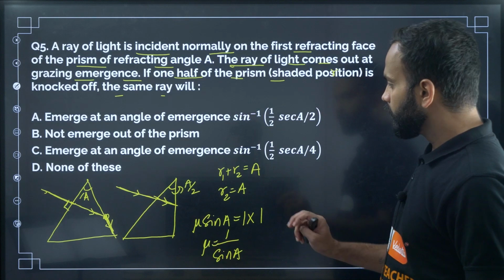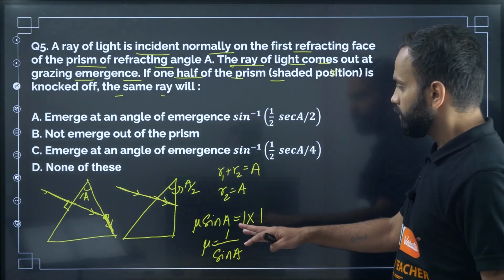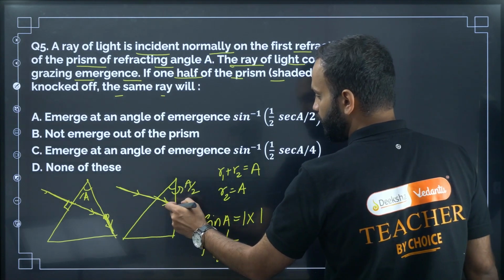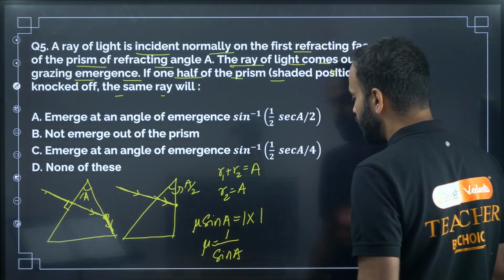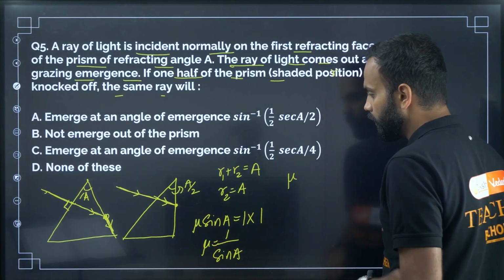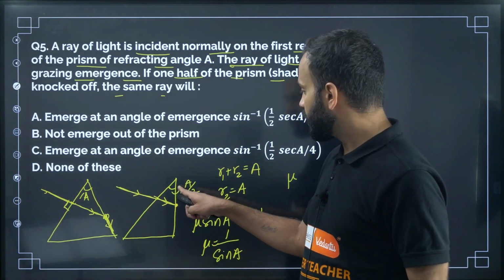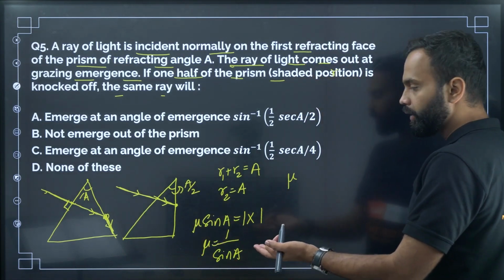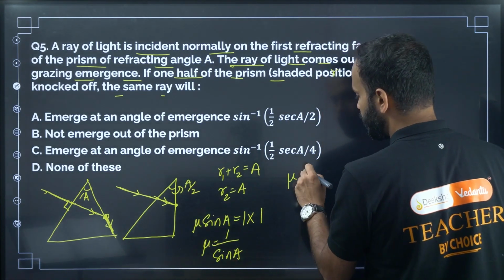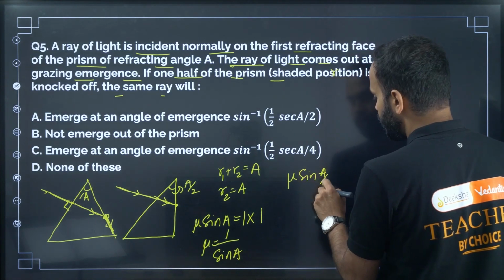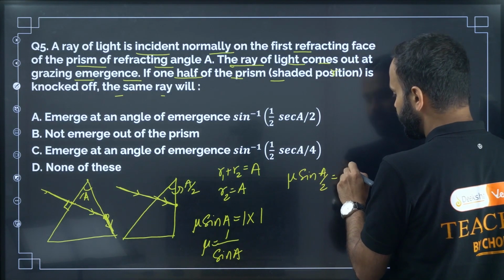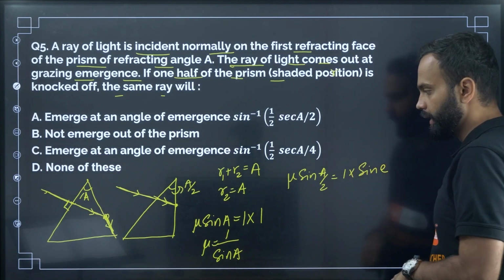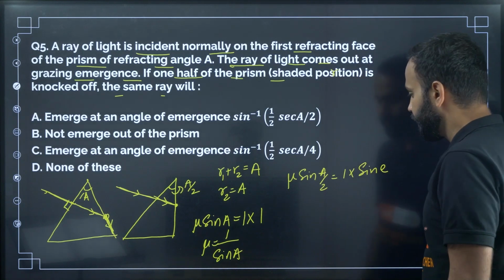Now second case. Again apply Snell's law at this point. What is the angle of incidence? Angle of incidence will be A by 2. R1 plus R2 equal to A by 2 for the second case. R1 is equal to 0, so R2 equal to A by 2. So mu into sin of A by 2 is equal to 1 into sin E. Angle of emergence is E.